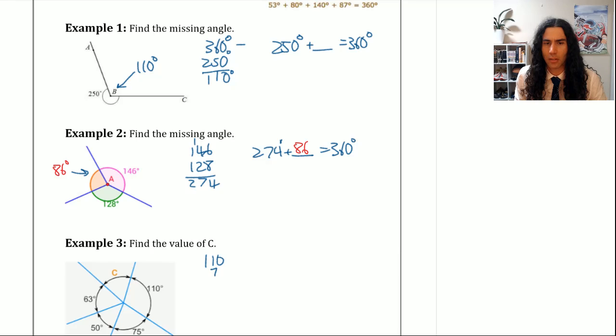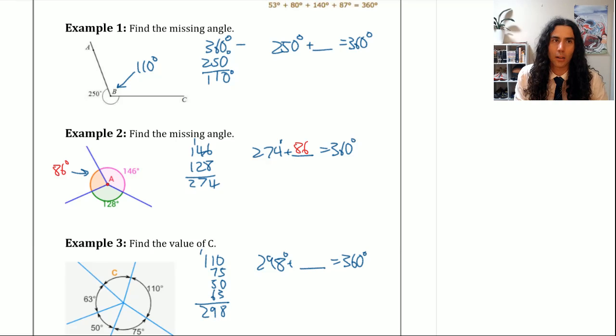110, 75, 50, and 63. We have to add up all of those. 0 plus 5 plus 0 plus 3, that's 8. Nothing to carry. 1 plus 7 is 8, plus 5, 13, plus 6, 19. Carry the 1, 298. So all of those add up to 298. 298 plus something gives us the 360. What is it? Well, if I add 2, I get to 300. Then add another 60. So 62 degrees. So much quicker than subtracting. Hey, that's the first page done. Gonna pause.